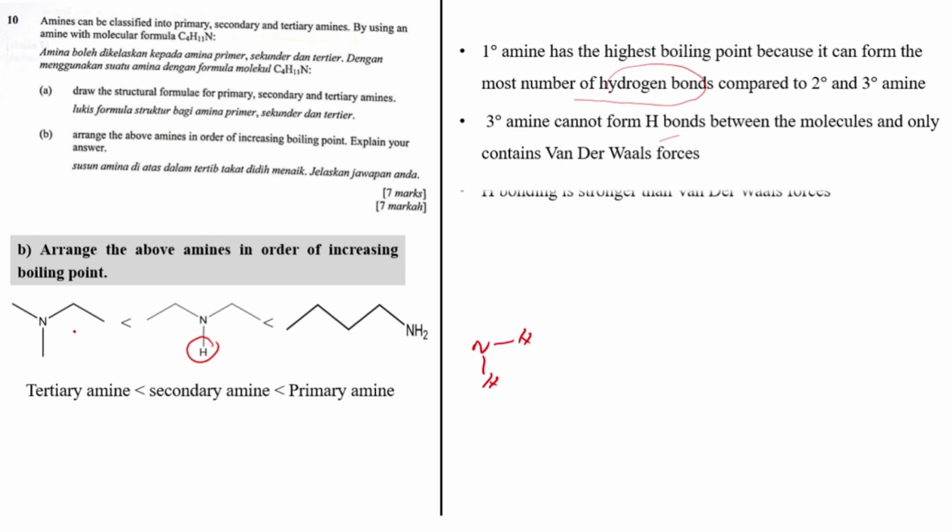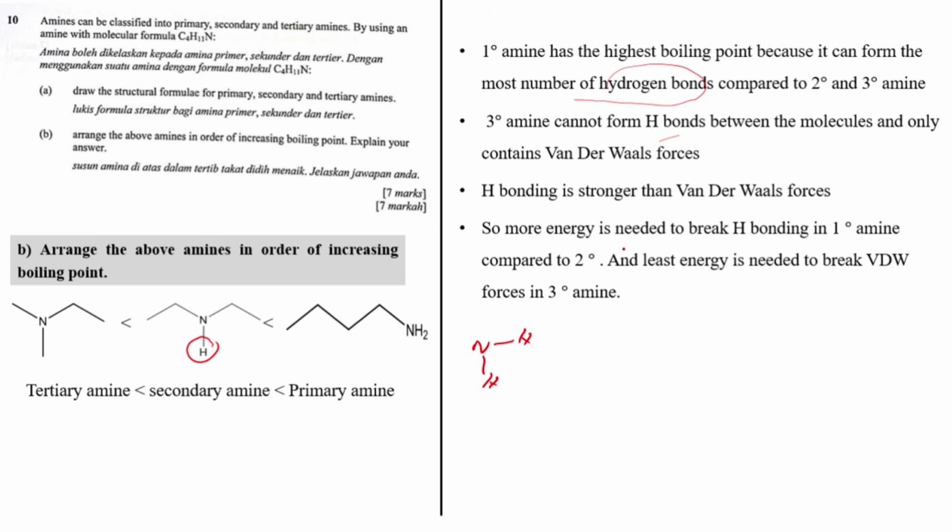Okay, and from here you can say that hydrogen bonding is a stronger force than the van der Waals forces, and hence more energy is needed to break the hydrogen bonding in the primary amine because it can form more in comparison to secondary, and the least amount of energy is needed to break the van der Waals forces in the tertiary amines. Okay, so this is how you do the arrangement and also make the explanation step by step.